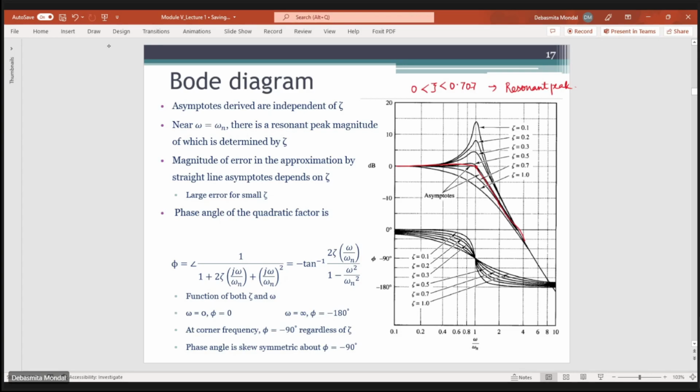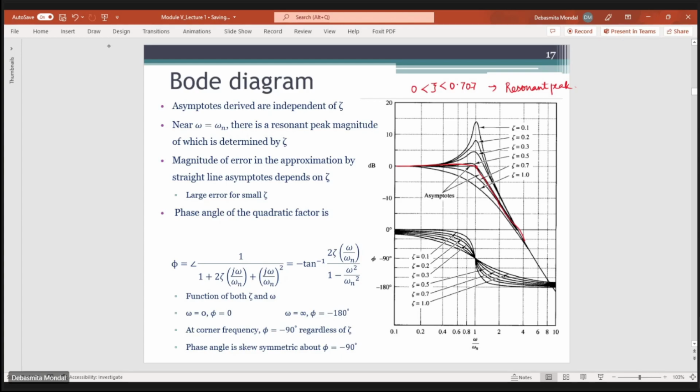Okay, so consider the magnitude of the error in the approximation. You see that for smaller values of zeta, this error is large. That means the approximation is not very accurate when you have very small values of zeta.